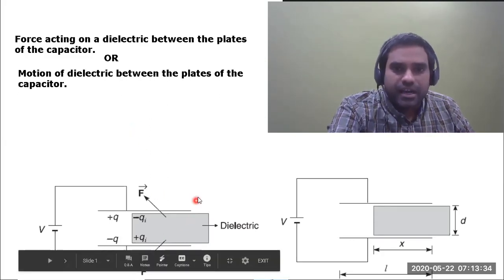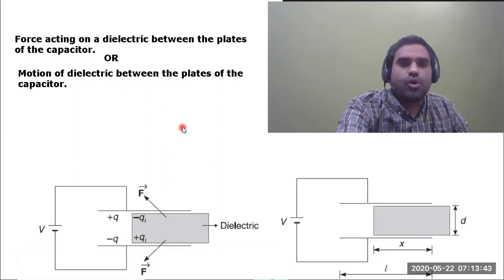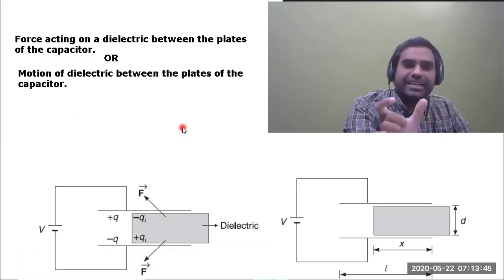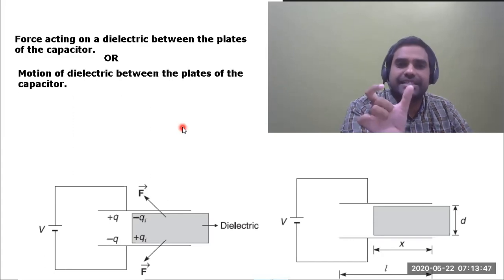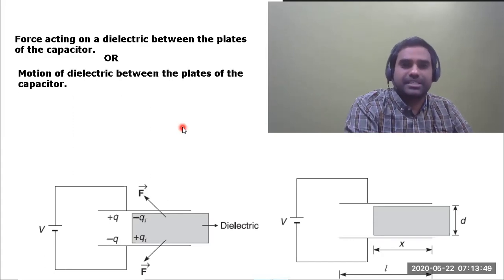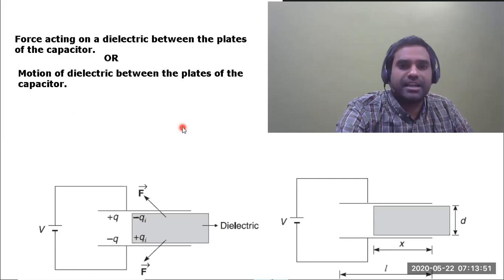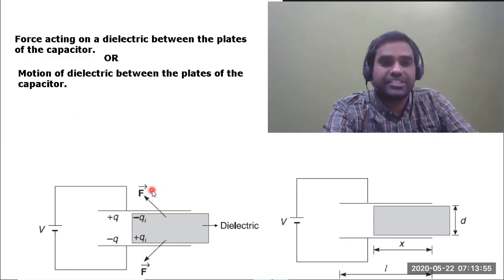In this, initially some portion of the dielectric is inserted between the plates of the capacitor. You see, guys, only a little portion of the dielectric is inserted between the plates of the capacitor. Now, see in the diagram here, force F is acting because of induction.